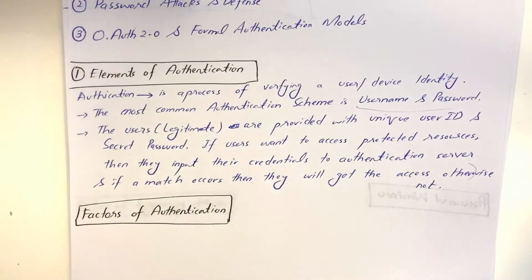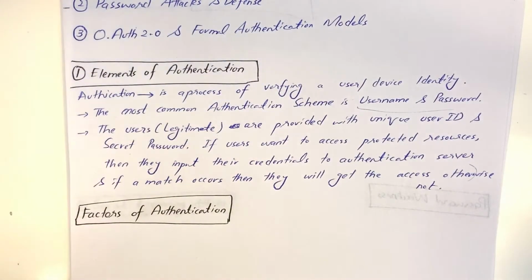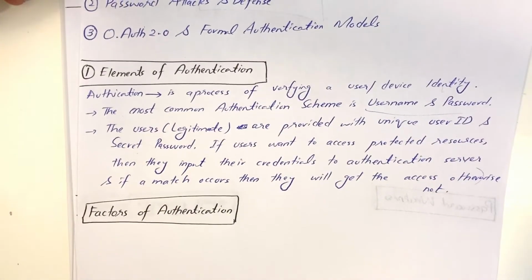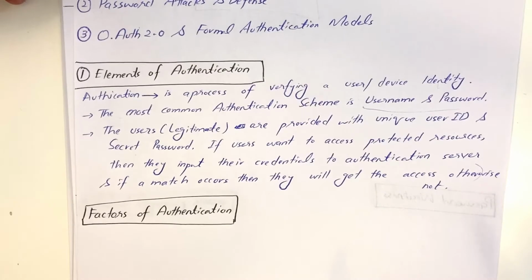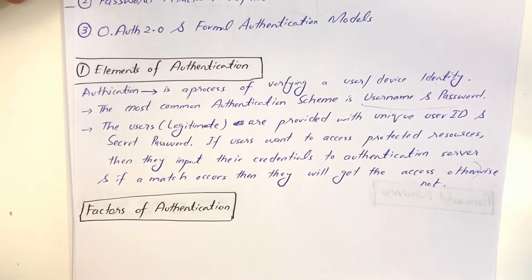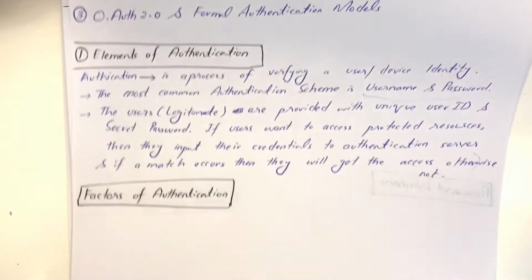So for example, if you want to access a protected resource, you have to prove your ID. Your username and password are basically the traits or parameters through which we can perform authentication. There are many other parameters or factors as well that we can use, and we will be talking about that. So authentication, a process of verifying user or device identity, how we can do that. If you have a protected resource, we provide username and password to our legitimate user. If they want to access that resource, they have to present their username and password.